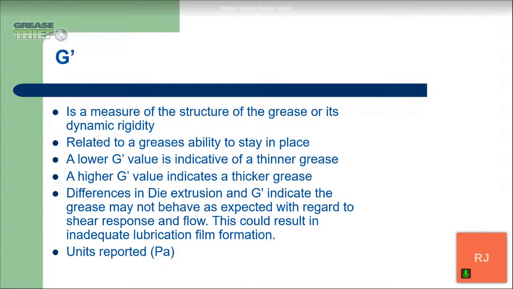A lower G prime value would be indicative of a grease that's gotten thinner while in service, and a higher G prime value indicates a grease that's thicker than its original baseline. Every once in a while during our analysis, we'll see differences in die extrusion and G prime. This could indicate that the grease may not behave as expected with regard to shear response and flow, and this could result in inadequate lubrication film formation inside of our asset. For this one, the units reported are in pascals.